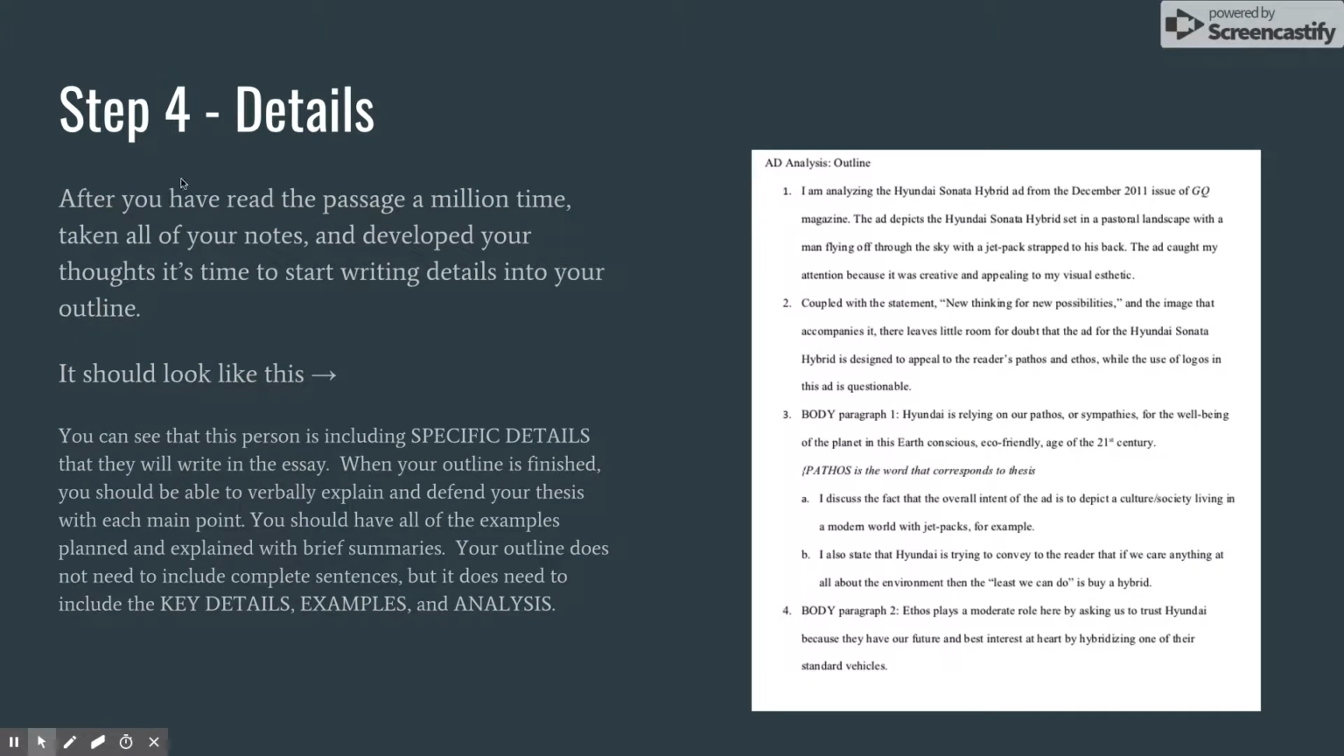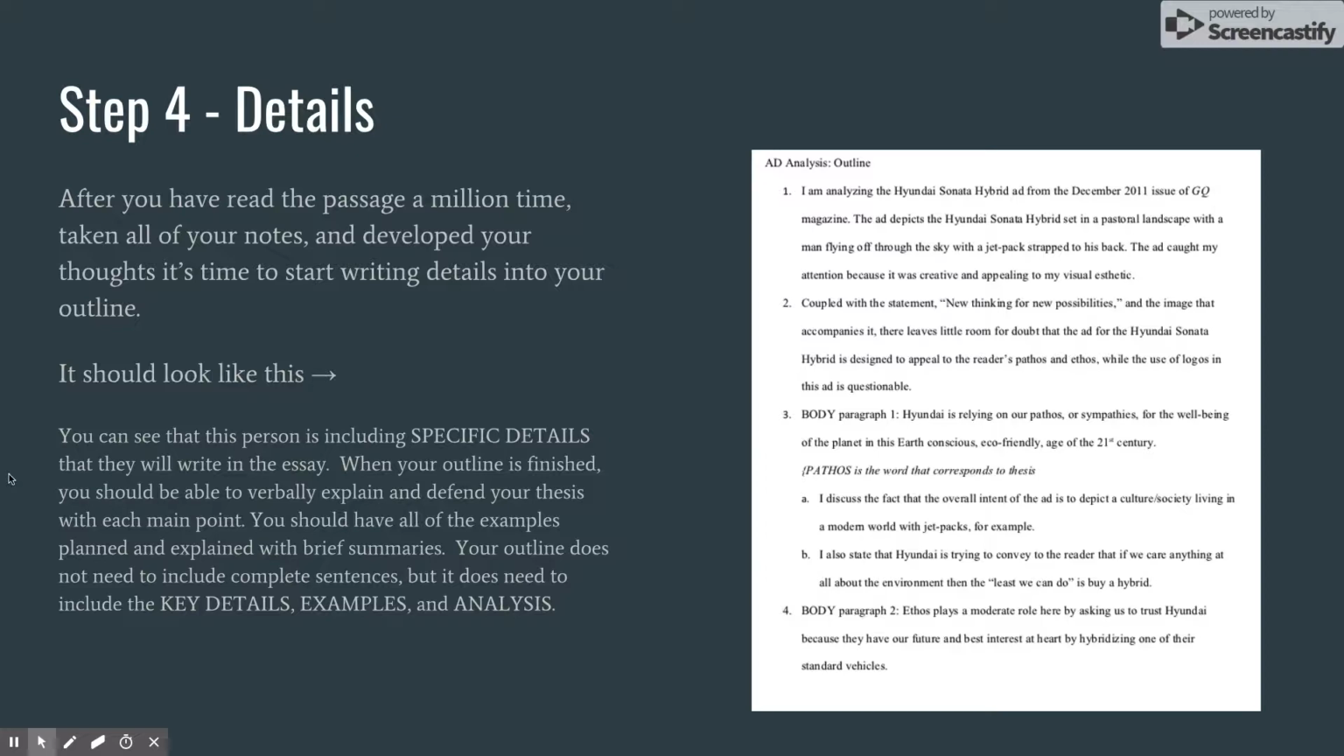Step 4, the details. After you've read the passage a million times, taken all of your notes, and developed your thoughts, it's time to start writing details onto your outline. It should look like this when you're finished. You can see that this person is including specific details that they will write in the essay.